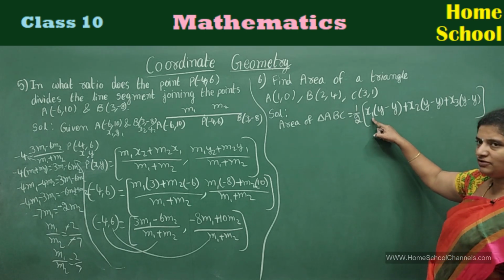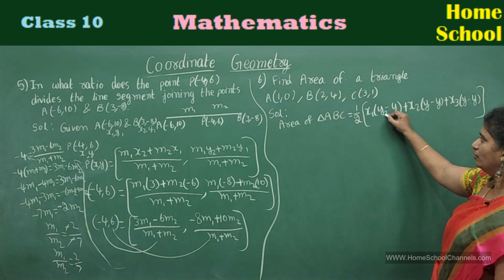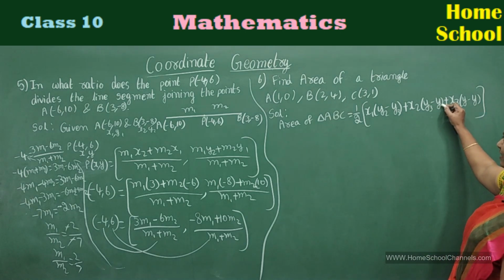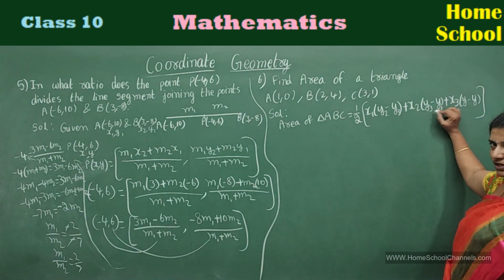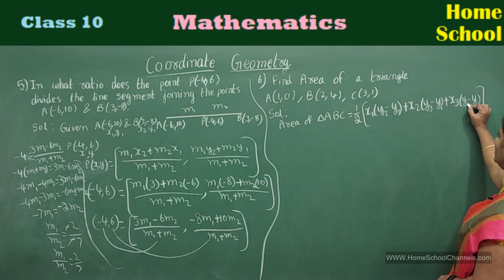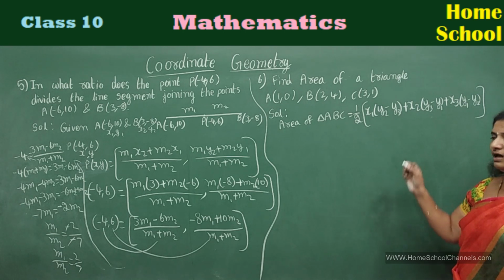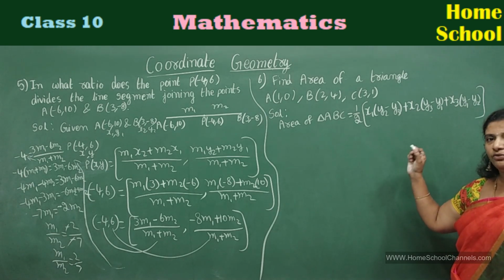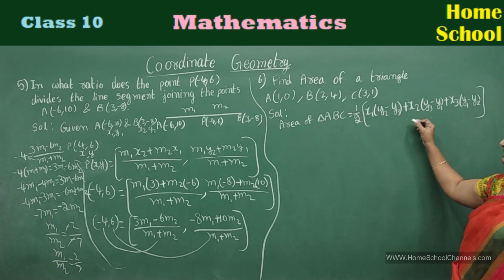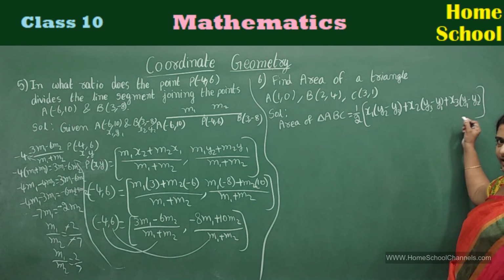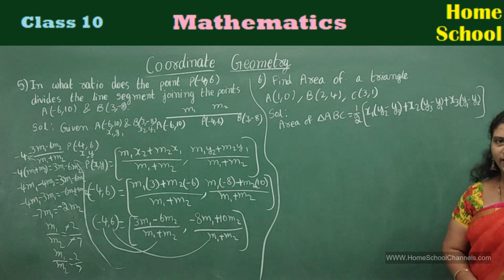Now look here, x1 (y - y), x2 (y - y), x3 (y - y). Now next, after 1 what you are going to get? 2, 3. After 2 what you are going to get? 3. Next 1, only 1, 2, 3 you imagine. After 3, 1, 2. Finally, what is your formula? Half of x1 into (y2 - y3) plus x2 into (y3 - y1) plus x3 into (y1 - y2).